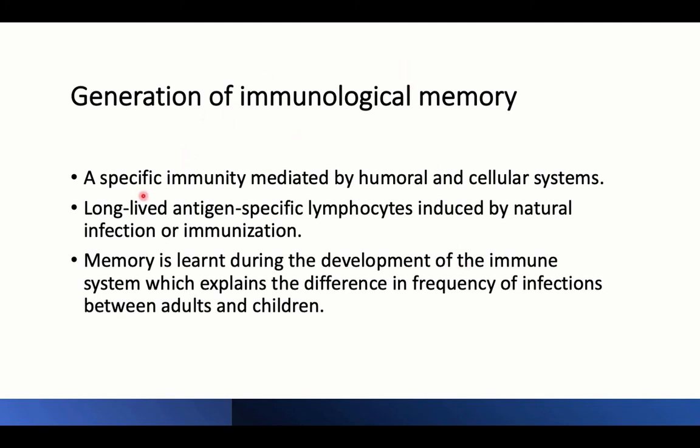Generation of immunological memory: as we have mentioned, specific immunity is mediated by the humoral and the cellular system. This immunity is long-lived. Immunization or natural infection can result in formation of long-lived antigen-specific lymphocytes. On re-exposure, these lymphocytes, called memory cells, will recognize the foreign material and initiate the immune response. Memory is learned during the development of the immune system, which explains the difference in frequency of infections between adults and children.